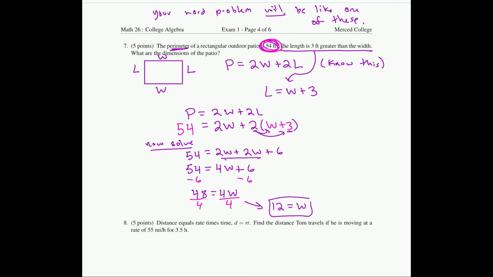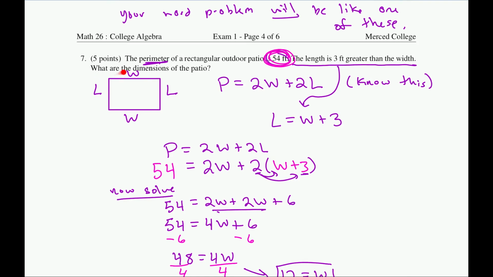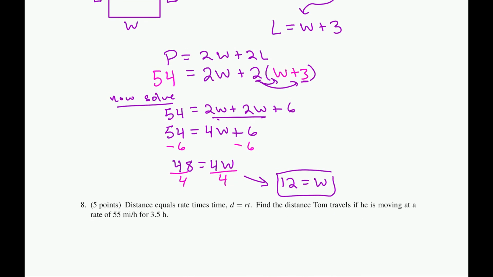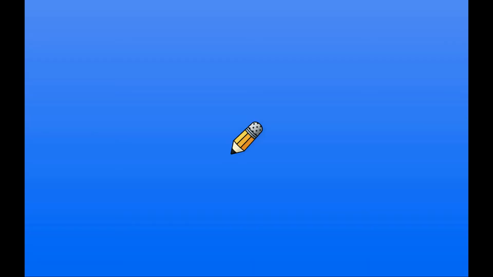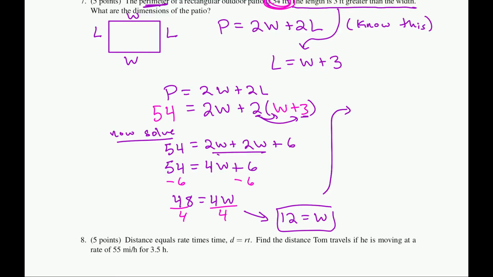Now notice this problem asks for the dimensions. That means you need the L and you need the W. Right now we've only got W. So we still have to find the L, which we can do because we have an equation right here that tells us how to calculate L if you know W. So we know that L is W plus 3, but we know that W is 12. So L is 12 plus 3, and L is 15.